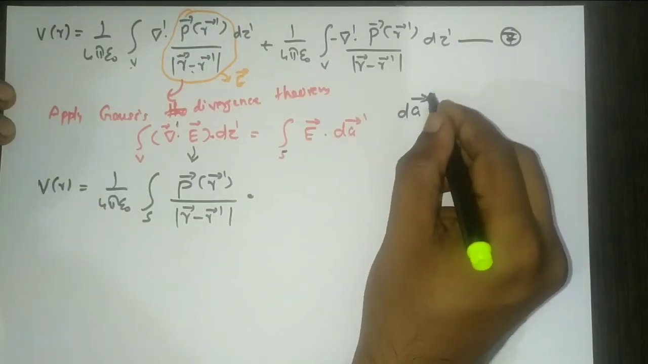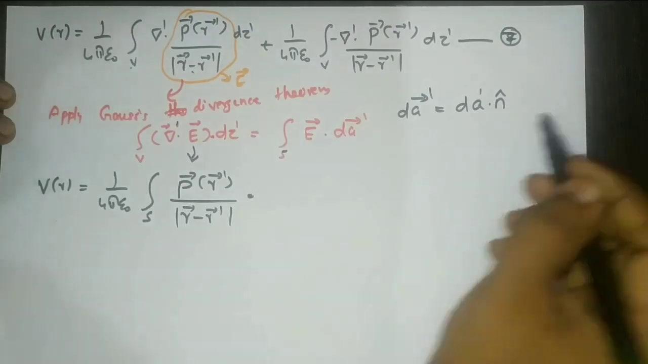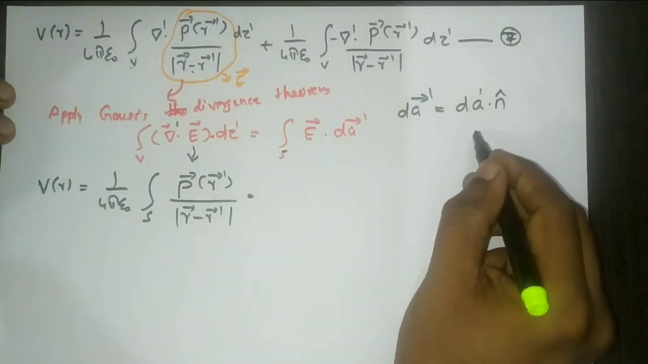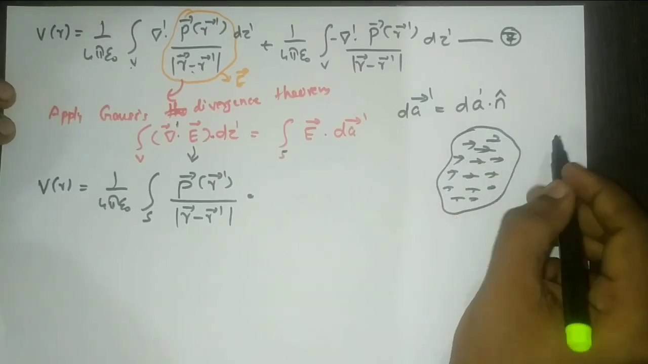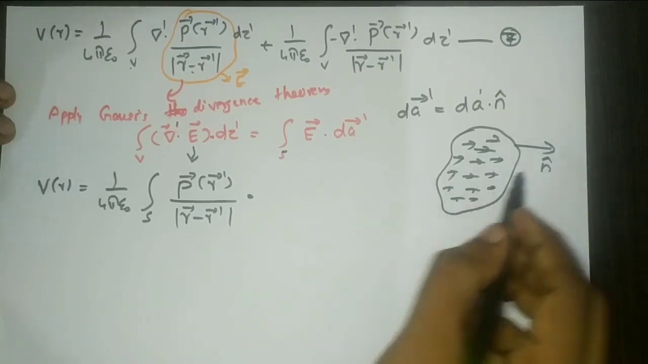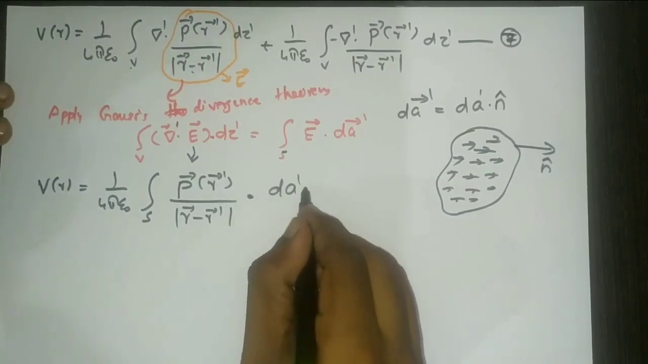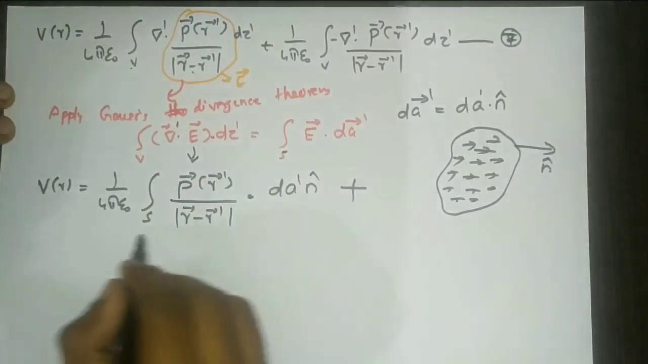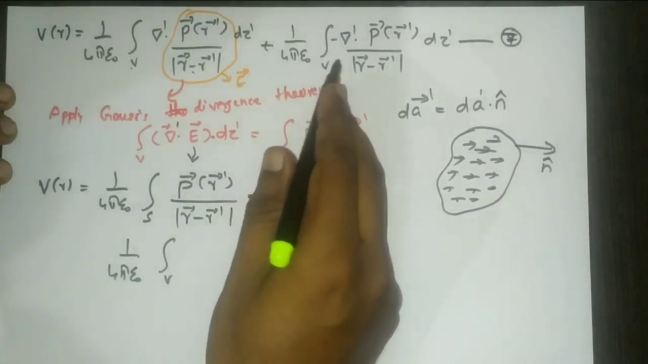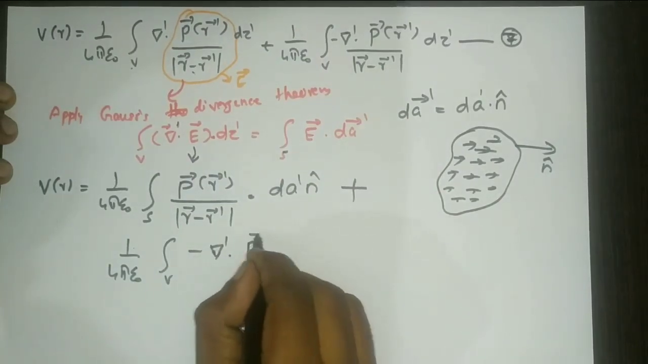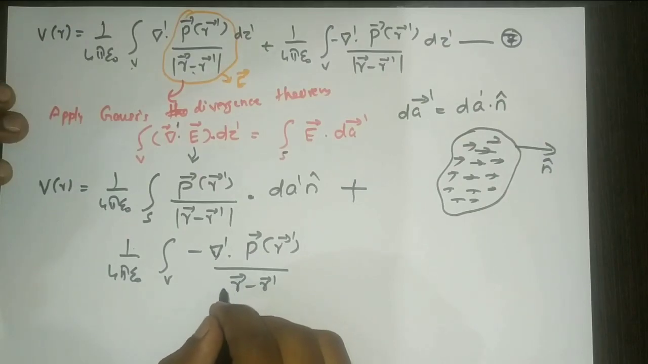This dA I can write in this fashion: dA prime is equal to magnitude A prime vector n cap, where n cap is a unit vector perpendicular to this area of the polarized object, where a larger number of dipoles are there. Okay, therefore this I can write dA prime n cap, plus 1 by 4 pi epsilon 0 second term, this term as it is, no change, minus del prime dot P(r prime) divided by modulus of r minus r prime.